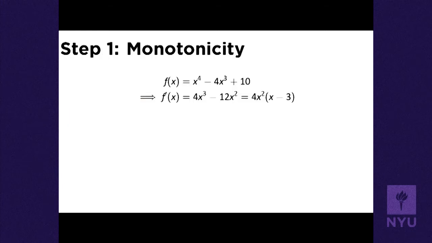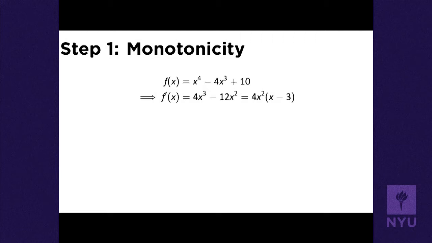Okay, next step then is to find the monotonicity of the function. For that, we need the derivative. The function is x to the 4th minus 4x cubed plus 10. The derivative is 4x cubed minus 12x squared, which is factorable as 4x squared times (x minus 3).